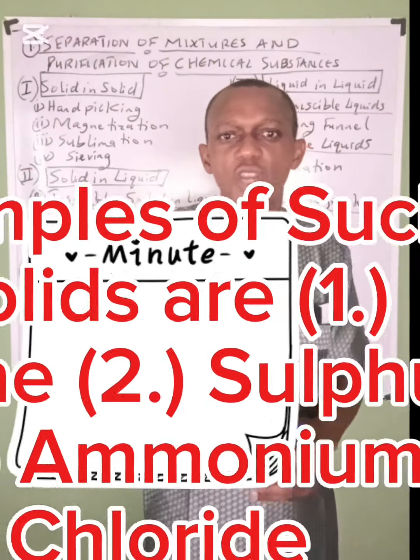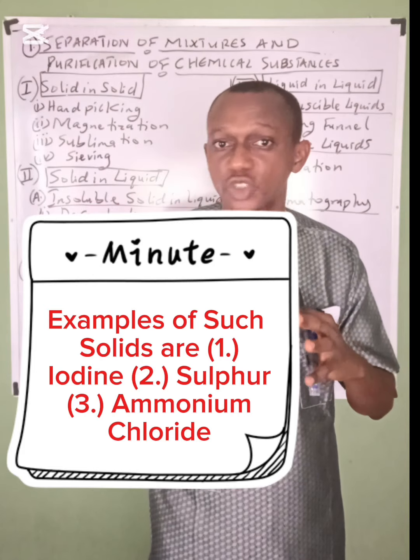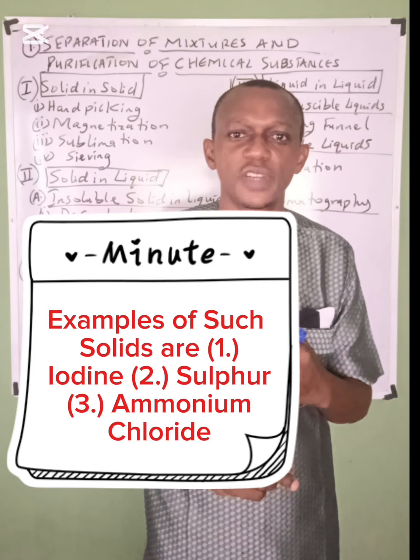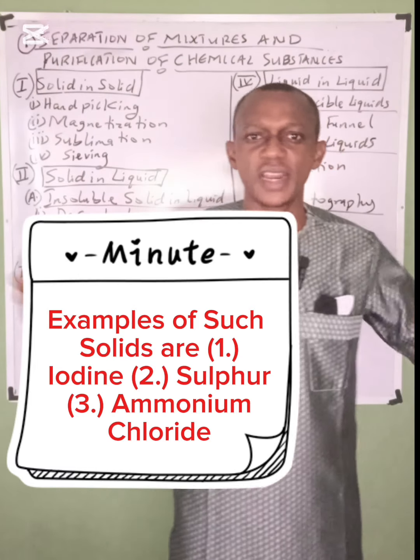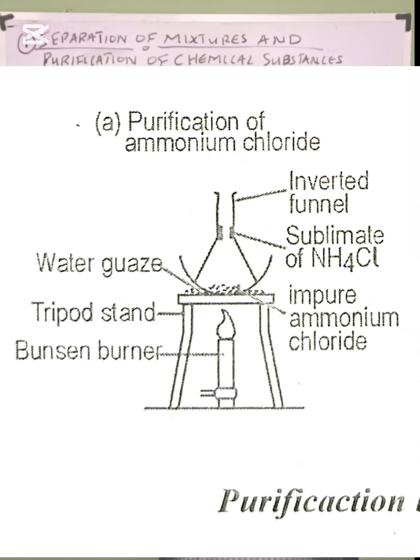Now, there are some solids that sublime. So if you add them together with other solids that cannot sublime, you can use sublimation. What are those solids that sublime? For example, iodine is one of them, sulfur, ammonium chloride. So if any of them is added to a solid that cannot sublime, maybe like sawdust, like wood, like sand, any other thing, what will you now do? You now put them into the pot and try to put heat. You fire them.